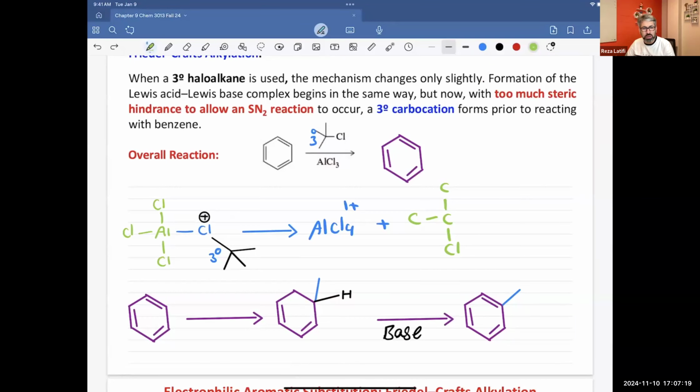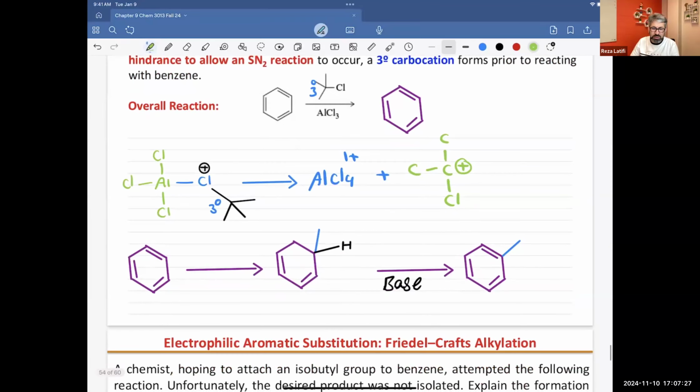Okay, but here we have a tertiary carbon. And now when you react with the aluminum chloride, it will give us a tertiary carbocation. A tertiary carbocation is stable enough, and that's going to attack the ring. So now this one can attack the ring, or you can treat the ring as a nucleophile, and it will go after that carbocation, or the carbocation will go after the ring. And what do we get? We get this. We get tertiary butyl attached to the ring.